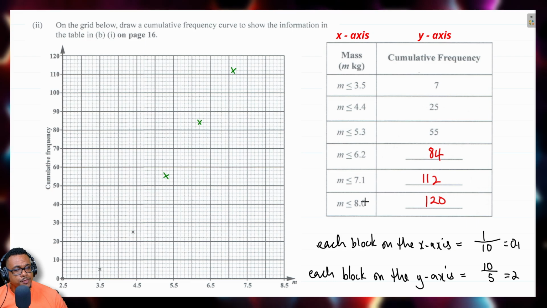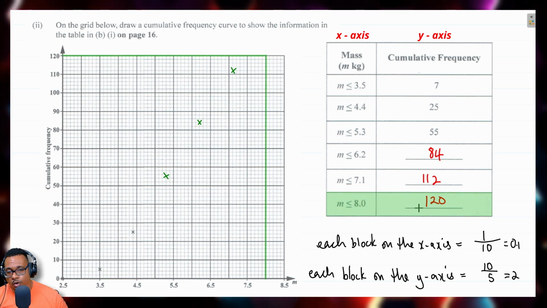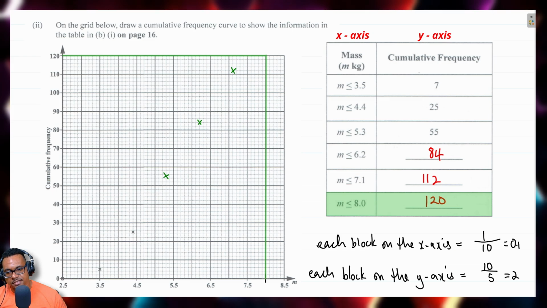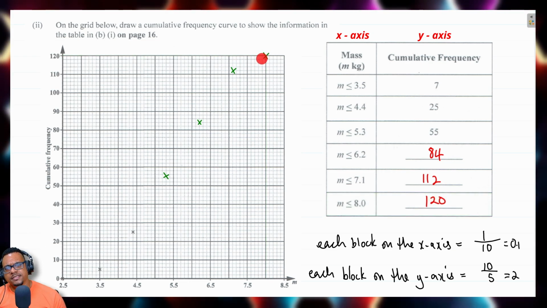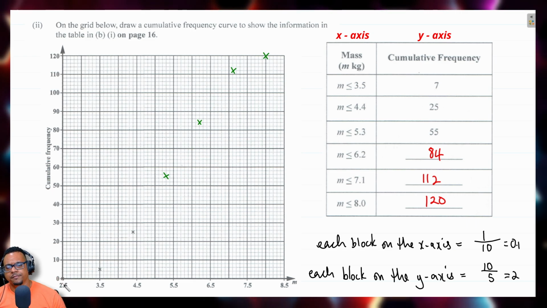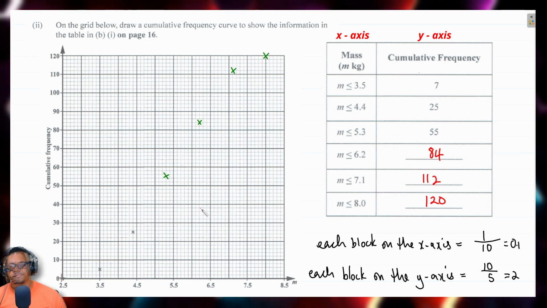And the last one will be to plot 8 on the x-axis with 120 on the y. So we have 8 here, see 7.5, so here's 8. And I go all the way up to its top, which is 120. So here we can see our S-shaped curve. We just have to connect these points using freehand, making a smooth curve, and that will be our cumulative frequency curve.